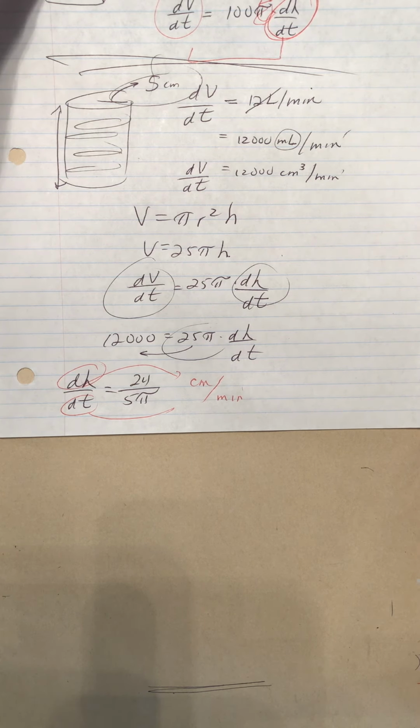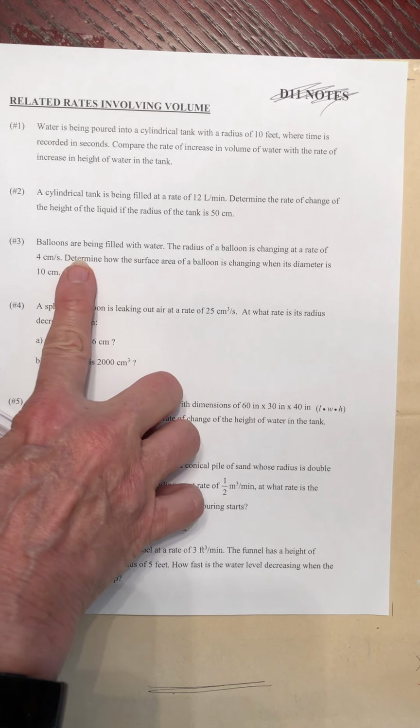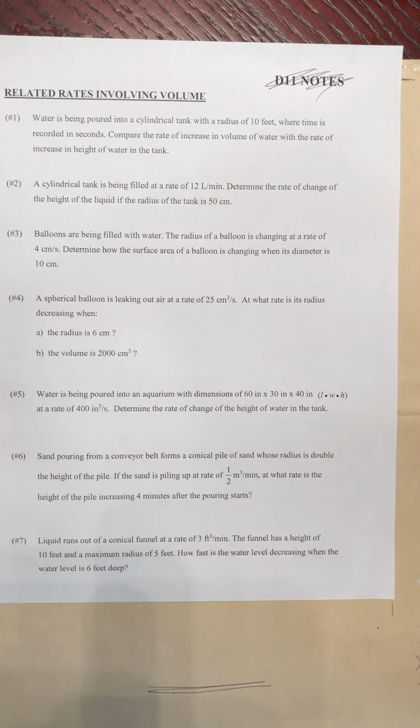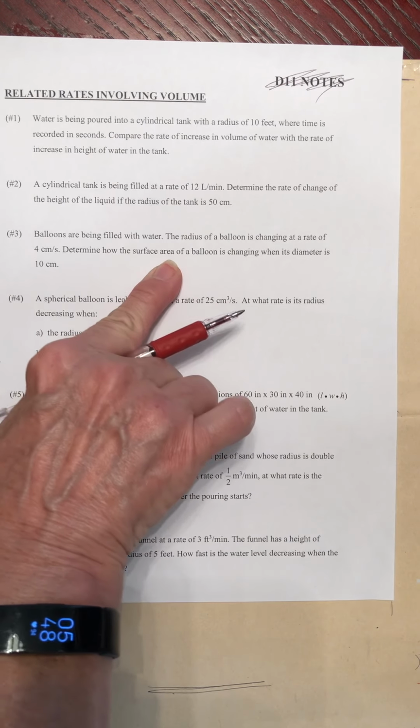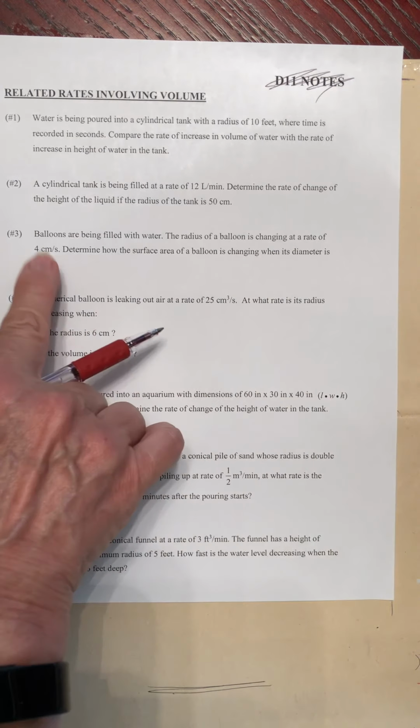Okay. The next one on our sheet is I have a balloon. So picture what a balloon looks like. It's a sphere. It's being filled with water. So what's happening as you're doing that to the balloon? All sorts of things are changing. The radius, the diameter are changing, the circumference is changing, the surface area is changing, the volume is changing. But what are they asking you about? They want how is the surface area changing when the diameter is 10.